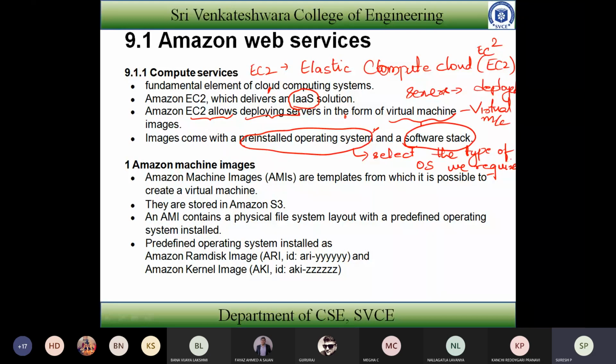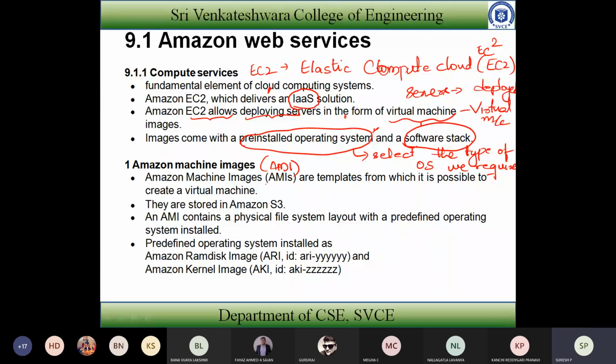Your Amazon Machine Image is referred to as AMI in normal terminology. It is a simplified version of a machine image. These are nothing but templates. From that particular template, you are going to create a virtual machine. With the help of that template, you create the virtual machine.